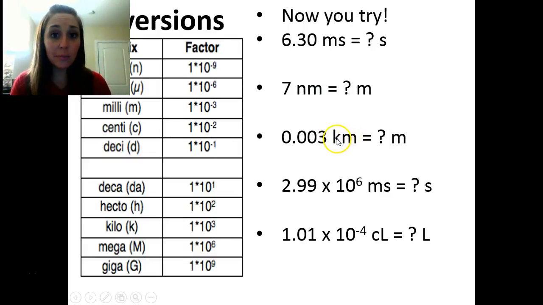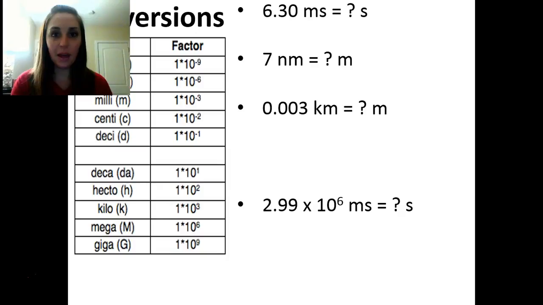Kilometers, easier to think about as kilometers, going to meters. Milliseconds going to seconds, centiliters going to liters. So go ahead and pause the video, answer these few questions, and then we'll go through them when you get back. All right, so the first one, 6.3 milliseconds, you're going to add the milli, 10 to the negative 3.